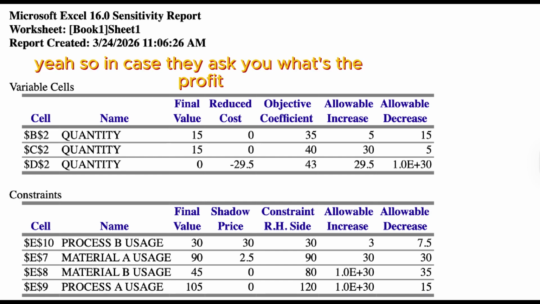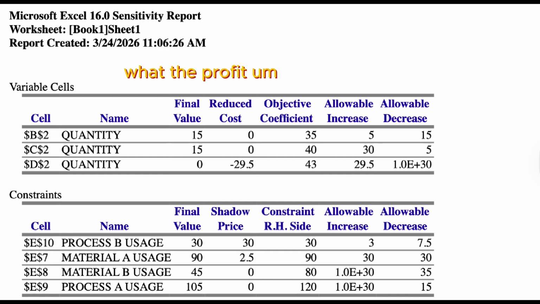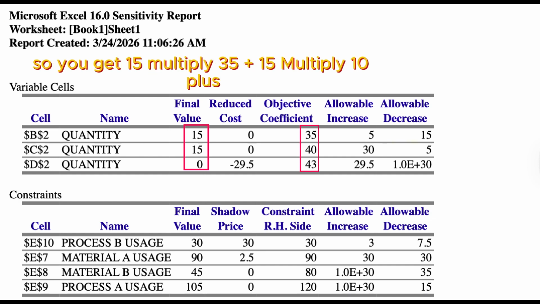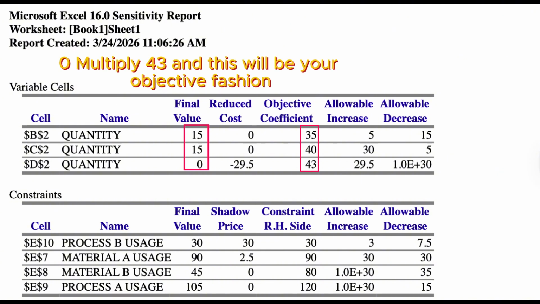So in case they ask you what the profit the business made is, you just multiply the final value, that's the optimal solution, by the objective coefficient, right? So you get 15 multiplied by 35 plus 15 multiplied by 10 plus 0 multiplied by 43. And this will be your objective function. That's your profit.